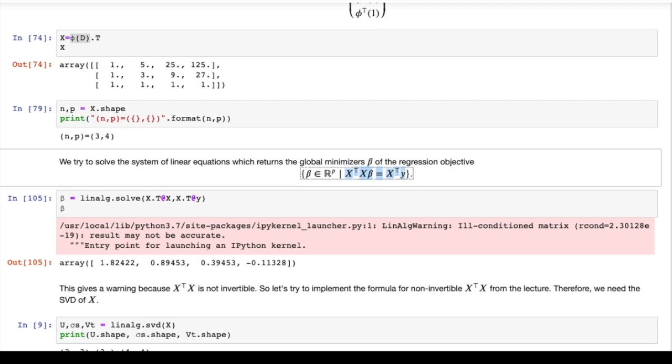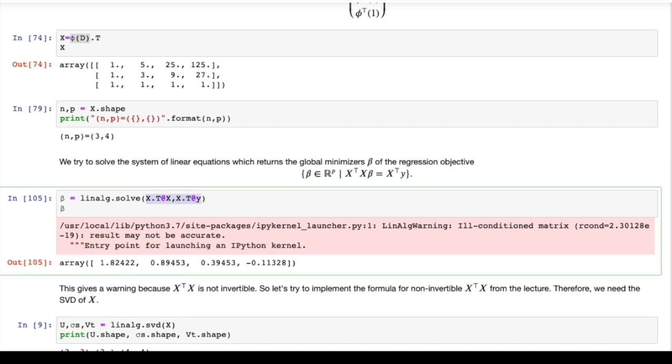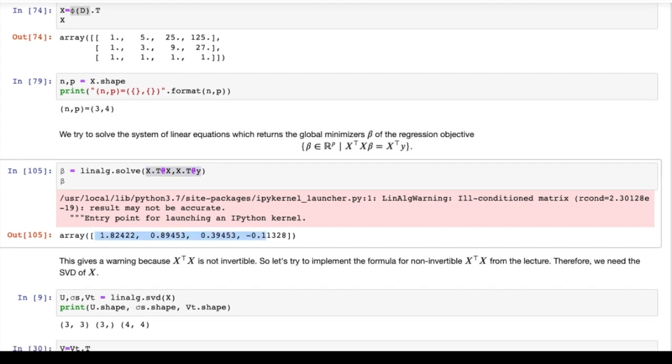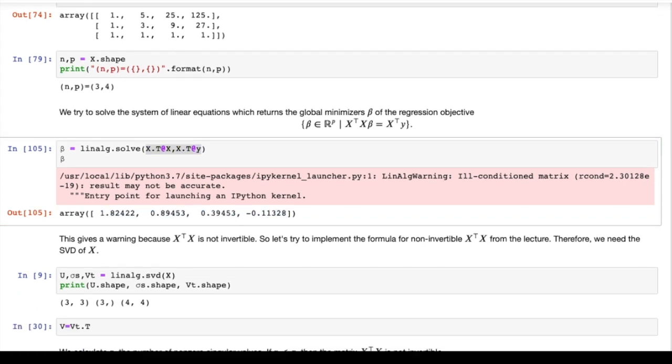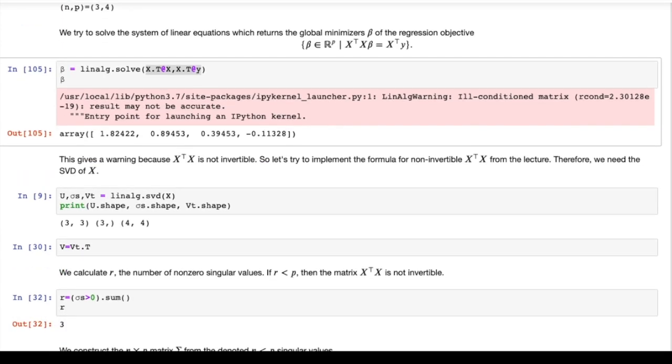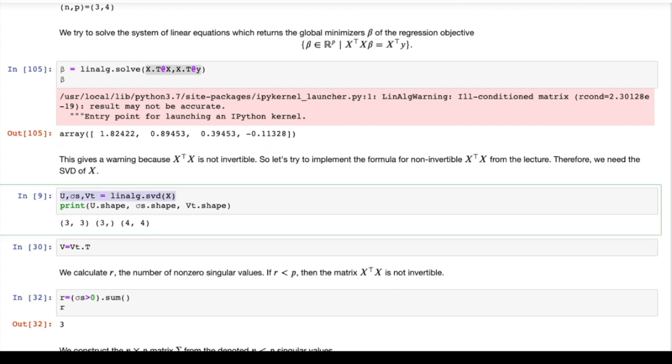So this was the set of our global minimizers. We solve here for the beta which solves this system of linear equations. And then you see that you get a warning saying ill-conditioned matrix. So we get some solution, but we don't know if that's correct or if it's good. You might want to have a bit more control. So let's do what we have said in the lecture. We calculate the SVD. This is with the SciPy linear algebra package.